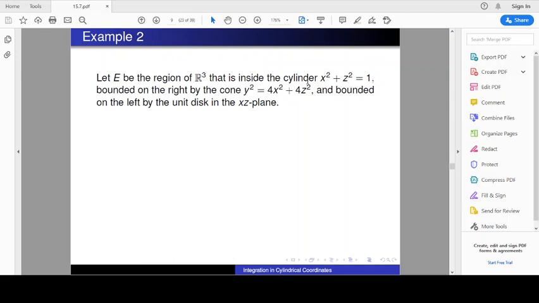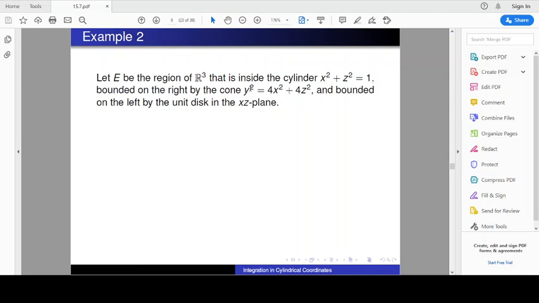Now, what is this cone, first of all? This cone doesn't look like the last cone that we saw. The last cone was z equals the square root of stuff, right? This is y squared equals stuff. So the difference between this cone and the last cone is that it's going to open in both directions. So it's going to have kind of two sides to it.